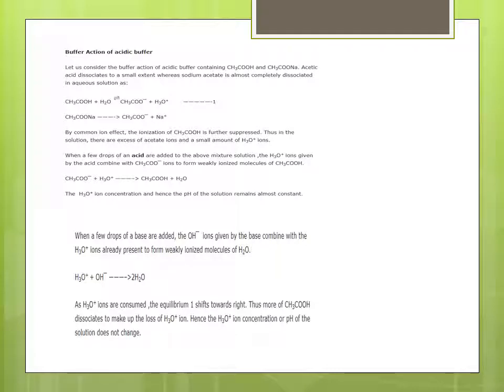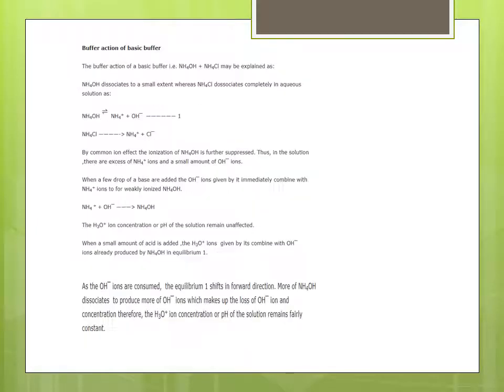As H3O positive ions are consumed, equilibrium 1 shifts toward the right. Equilibrium 1 means the first reaction. More of the acetic acid dissociates to make up the loss of H3O positive ion. Hence the H3O positive ion concentration, or pH, of the solution does not change.